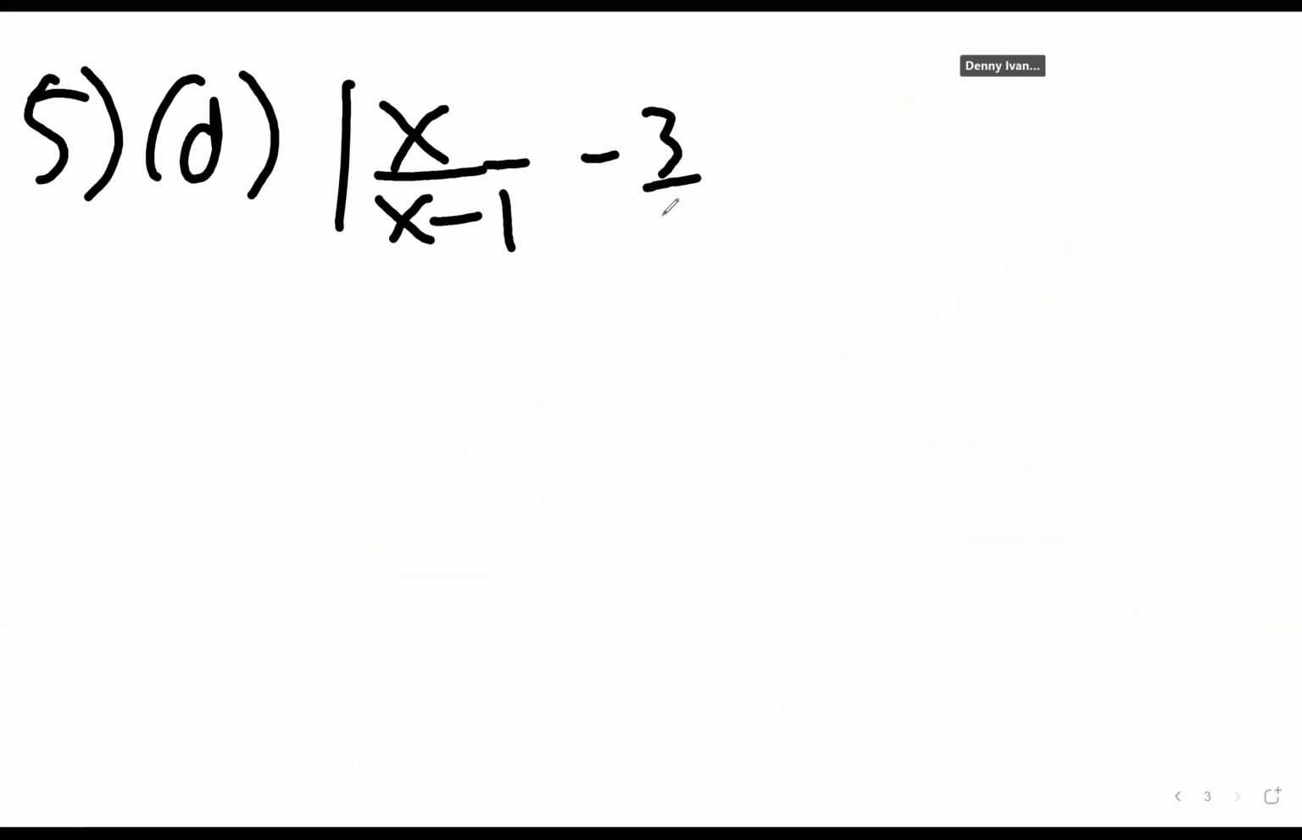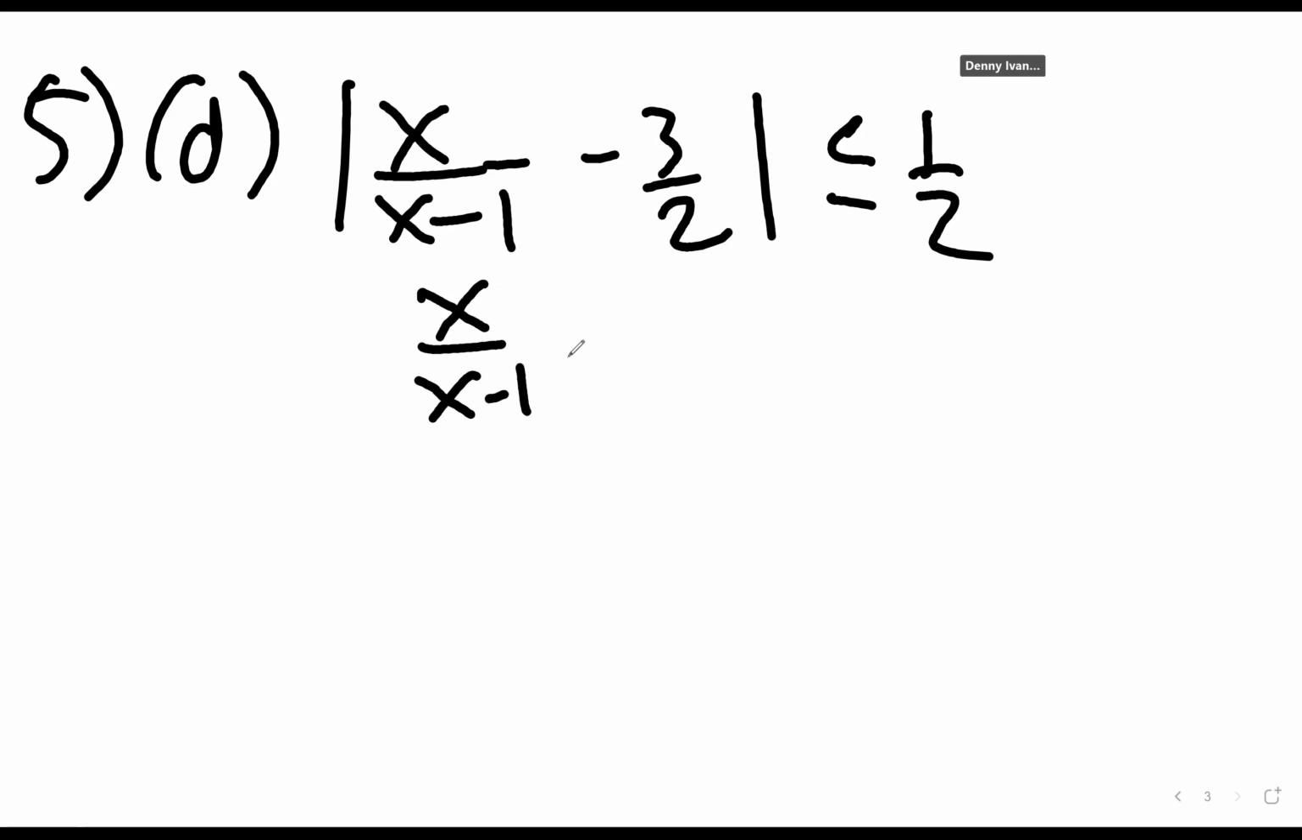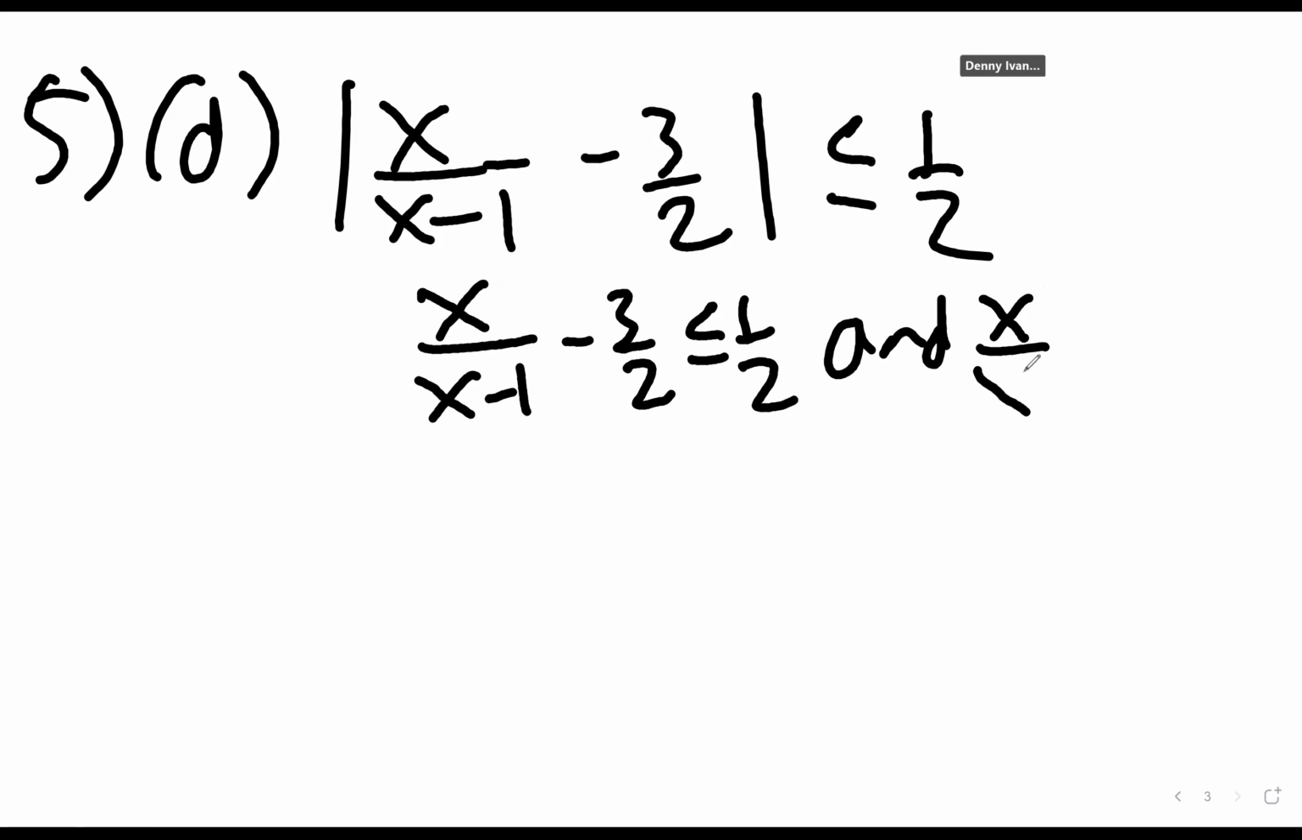Minus 3 over 2 is less than or equal to half. Okay. Of course, in this case, we will have x over x minus 1 minus 3 over 2 is less than half, and x over x minus 1 minus 3 over 2 is greater than or equal to minus half. Okay. So this is equivalent.